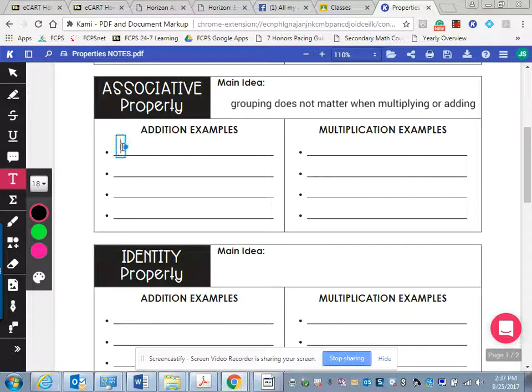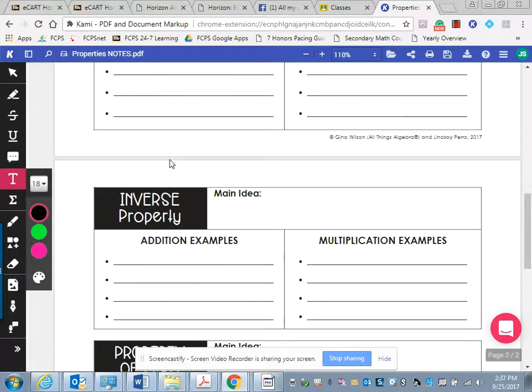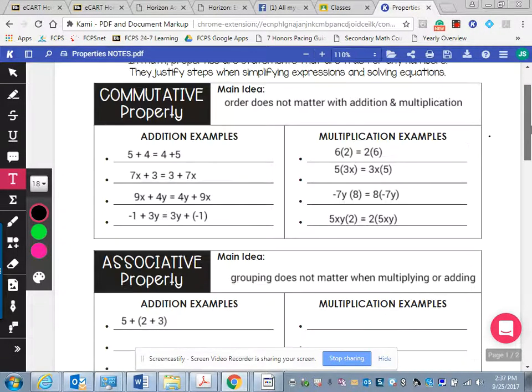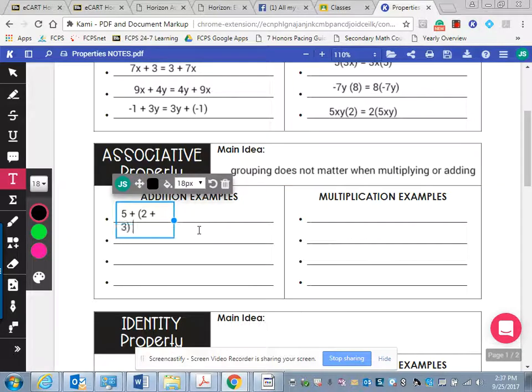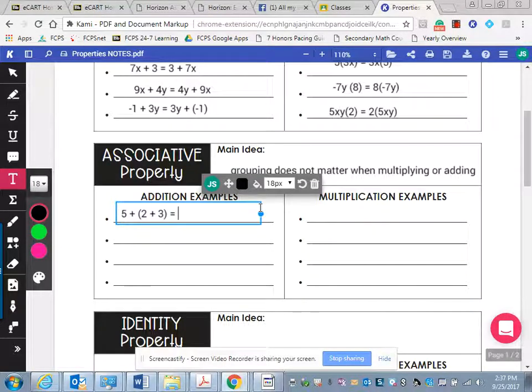So let's look at an example. If, let's say, we have 5 plus parentheses 2 plus 3, okay, that would give us the same exact answer as if we were to regroup it and say 5 plus 2 plus 3. Okay, let's look at this for a second.